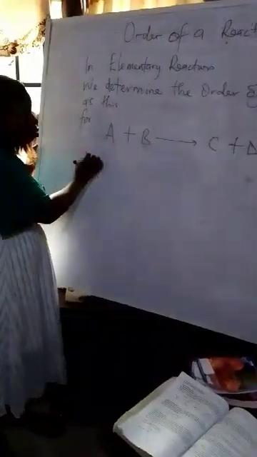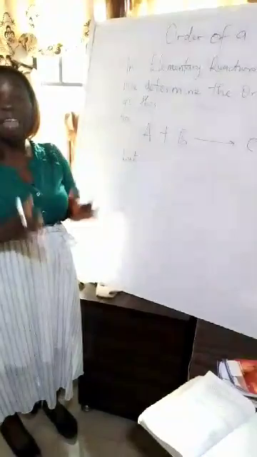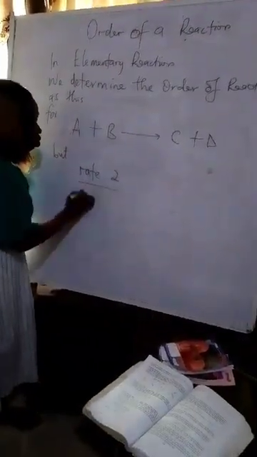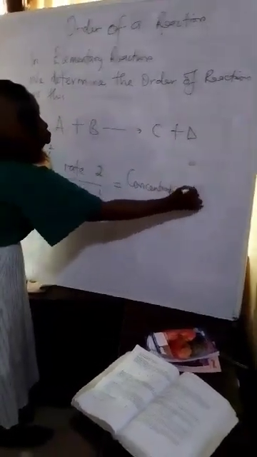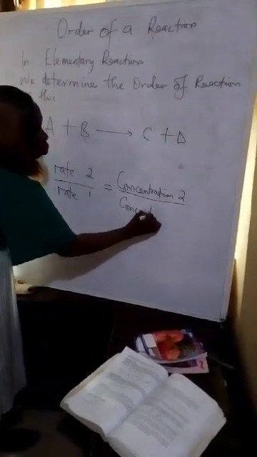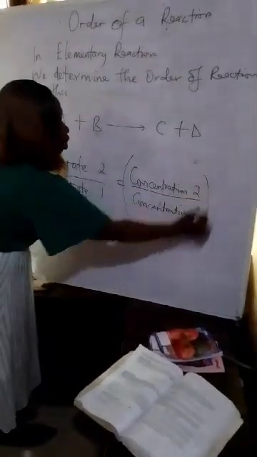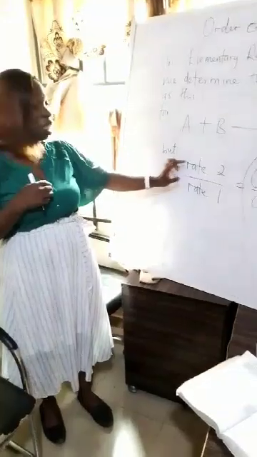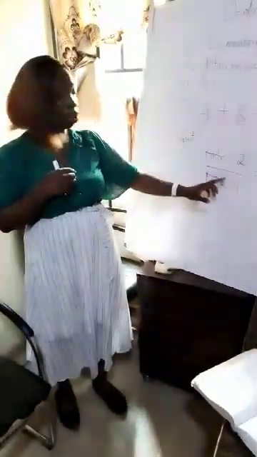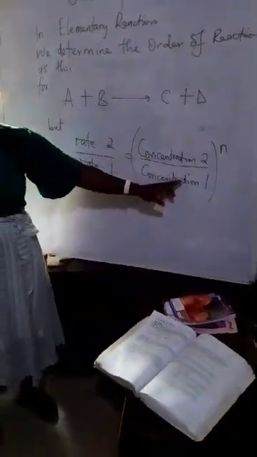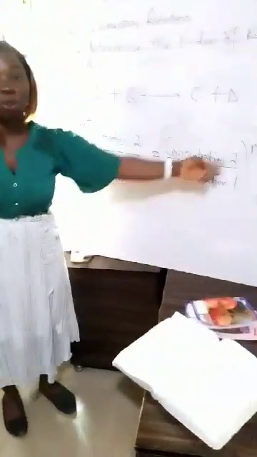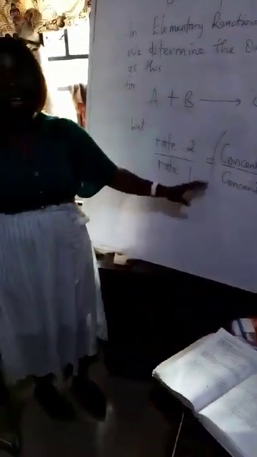But the order of reaction of a complex reaction is determined experimentally using rate 2 over rate 1 equals concentration 2 over concentration 1, all in bracket raised to power n. So for the order of reaction, you look at the rate of reaction of experiment 2 over the rate of reaction of experiment 1, equals the concentration of experiment 2 over the concentration of experiment 1, all in bracket to the n. The n signifies the order of the reaction.